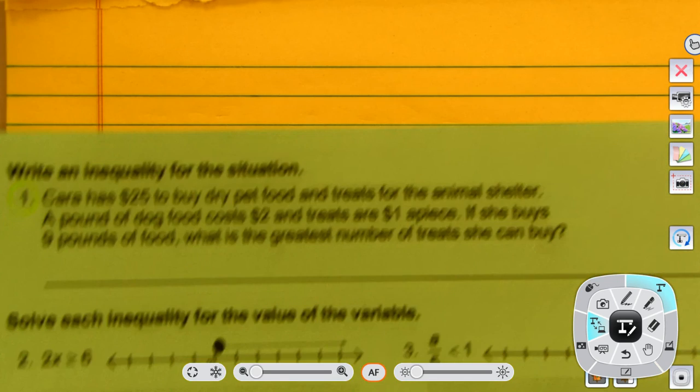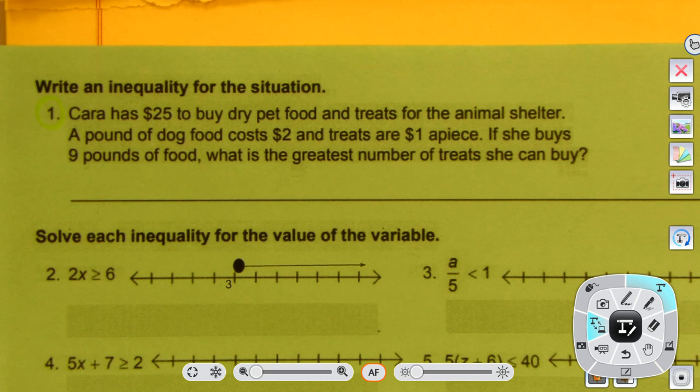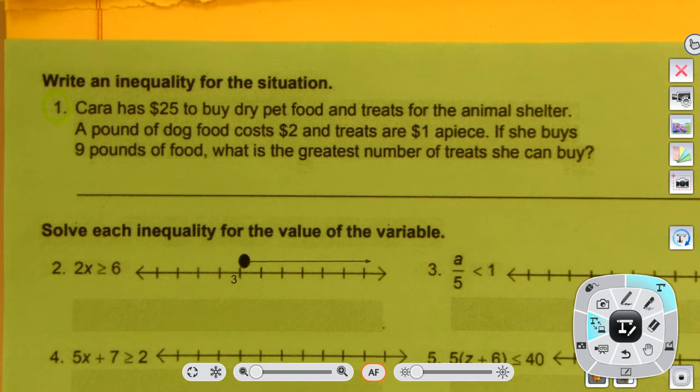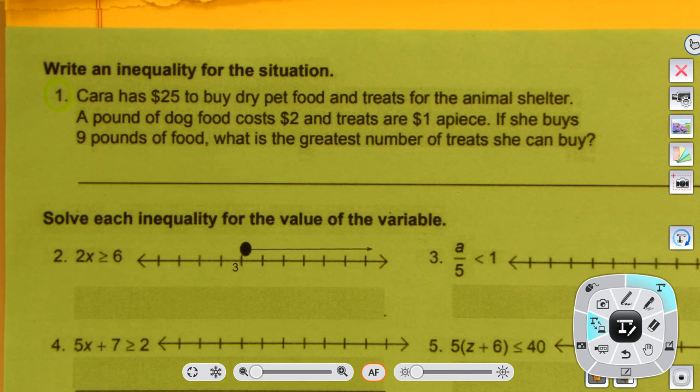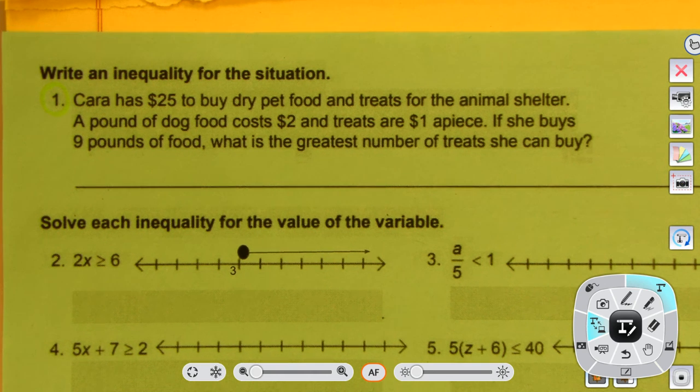Well, I'd like to look at some inequality problems today. And the first one I want to look at is the first one on Thursday's assignment. The problem says this. It says Kara has $25 to buy dry pet food and treats for the animal shelter. A pound of dog food costs $2 and the treats are $1 a piece. If she buys 9 pounds of food, what is the greatest number of treats that she can buy?